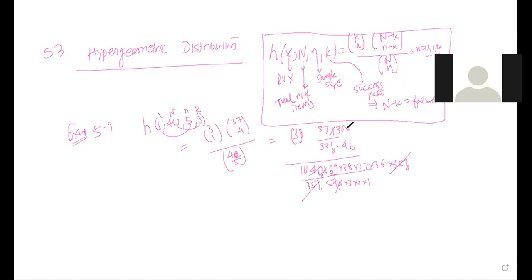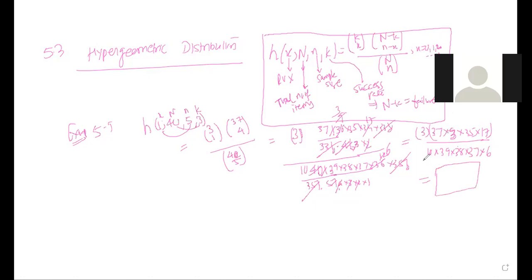Here 37 factorial can be written as 37 into 36 into 35 into 34 into 33 factorial. This 33 factorial will get cancelled out. That means I'm going to get 3 times. Here 4 factorial is nothing but 4 into 3 into 2. So that is equal to 37 times 9 times 35 times 34, and here we are getting simply 3, right? 3 3s are 9, so everything is gone. So 10 multiplied by 10 multiplied by 39 multiplied by 38 multiplied by 37 multiplied by 6. Use your calculator, whatever number you are getting, that must be your answer.